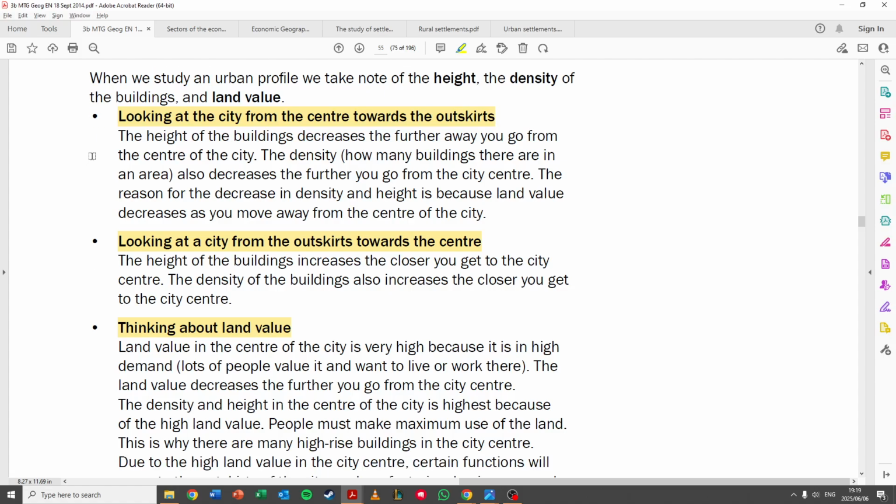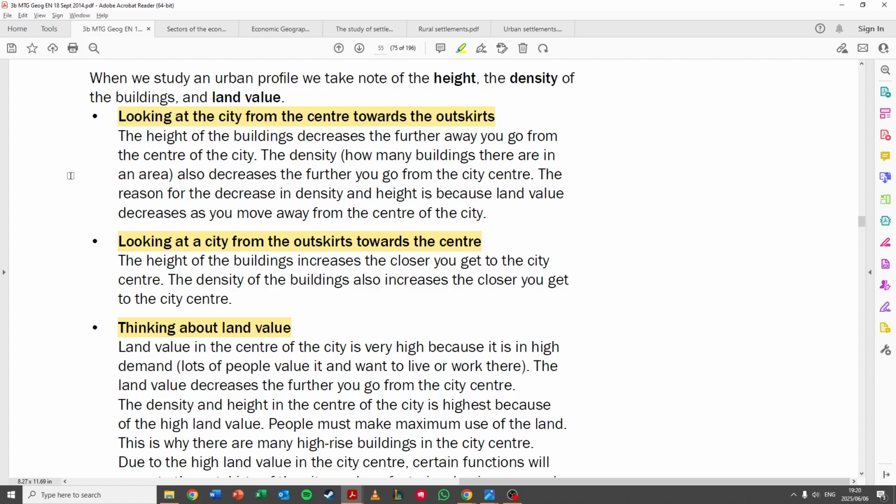So if you just look at the city from the center towards the outskirts, the height of the buildings decreases as you move away from the city center. The density is also going to decrease the further you move away from the CBD. The reason for the decrease in density and height is because land value decreases as you move away from the city center. A lot of businesses want to be right in the middle of the CBD because they're going to get a lot of foot traffic. People are going to obviously know where they are, and they think that it's good, but a lot of times it is actually better to move out of the CBD for a variety of reasons.